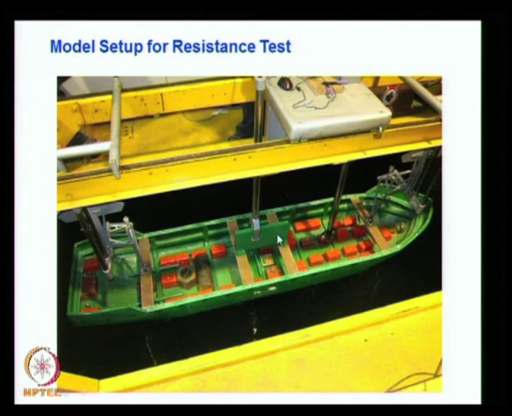You measure the resistance only when the model reaches a steady speed, because your resistance is for a particular speed. So there will be an acceleration phase for the carriage, and finally a deceleration phase. You do not measure resistance or use the data at those points; you use the data only from the steady speed region of the test.